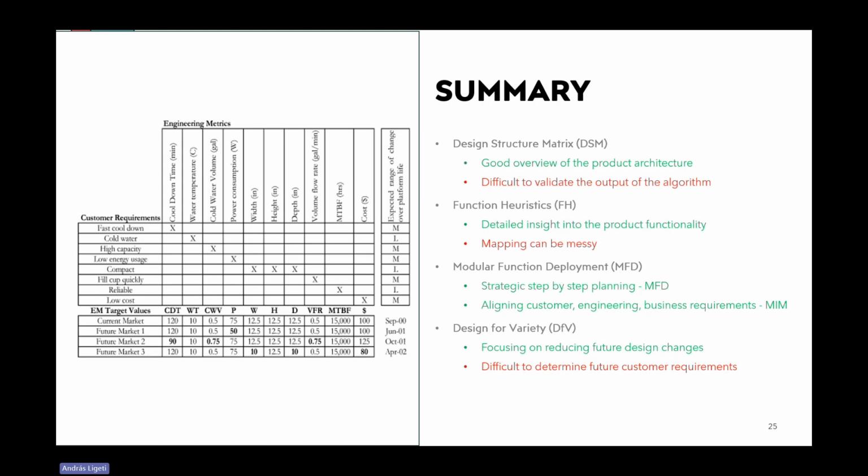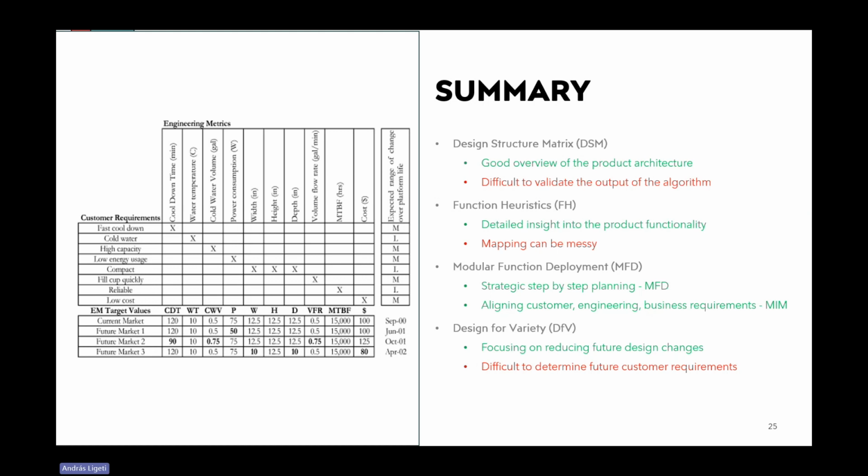So the design structure matrix, that was the first one. It gives you a good overview on the whole product architecture and the connections between the components in your product architecture. But as I mentioned, calculating this is quite complex to do on paper, so you have to use certain algorithms for that. It is quite difficult to validate the outcomes of the algorithm, because basically you just put in data, you apply an algorithm on it, and you get the results. But then how can you make sure that those results are really good or not? So that's a negative aspect of using this tool.